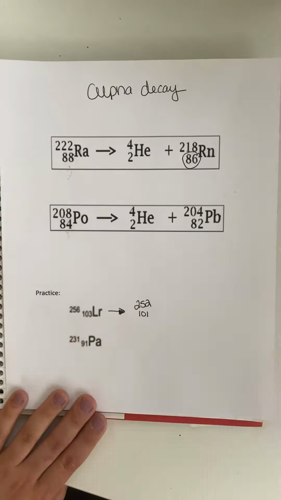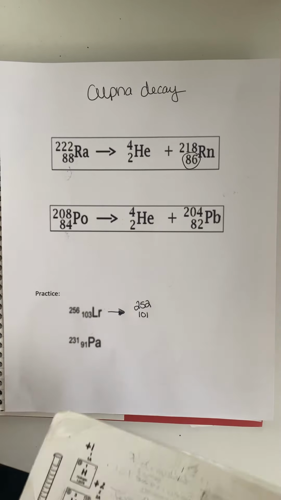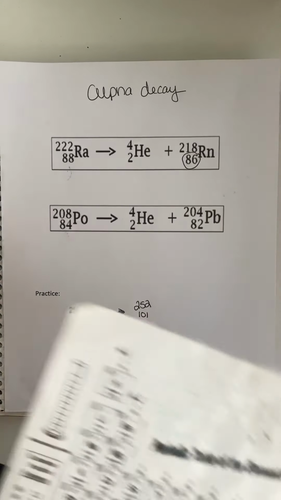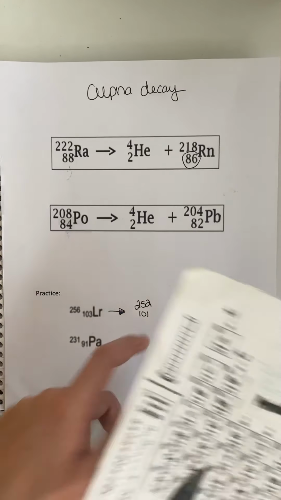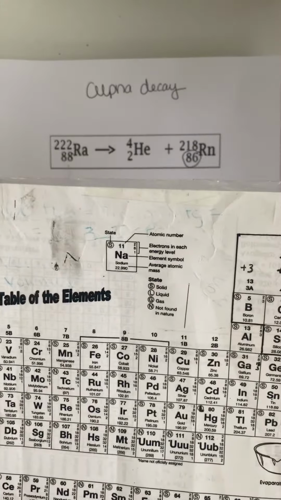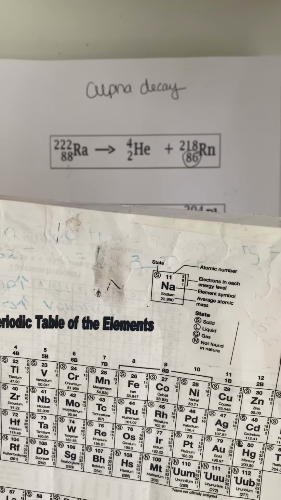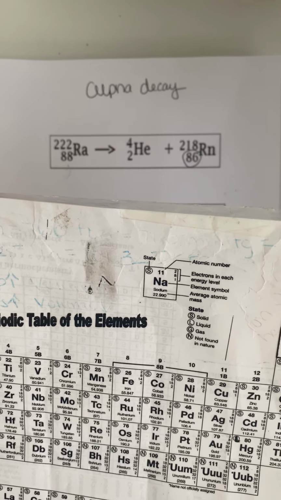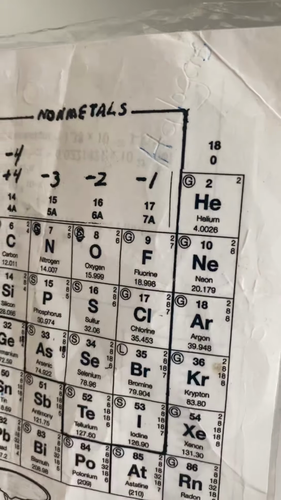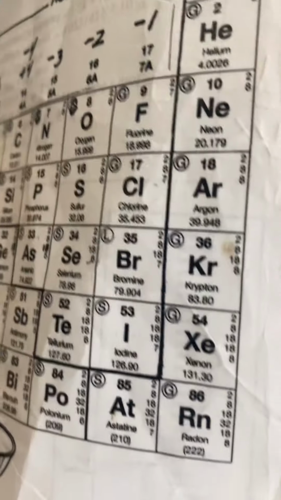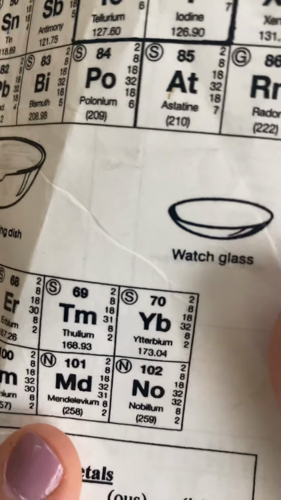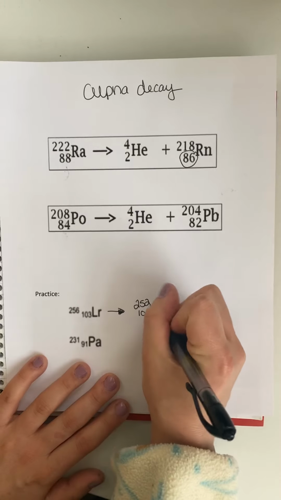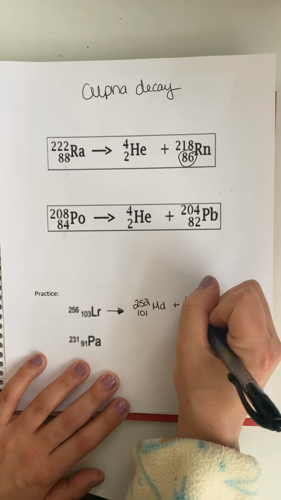Then you go to your periodic table and you look for LR. Well, no, you look for 101. So 101 is going to be, where are you at? Mendelevium. Sorry guys, I realize I'm way off with my camera. So MD. And then you can write your alpha particle.